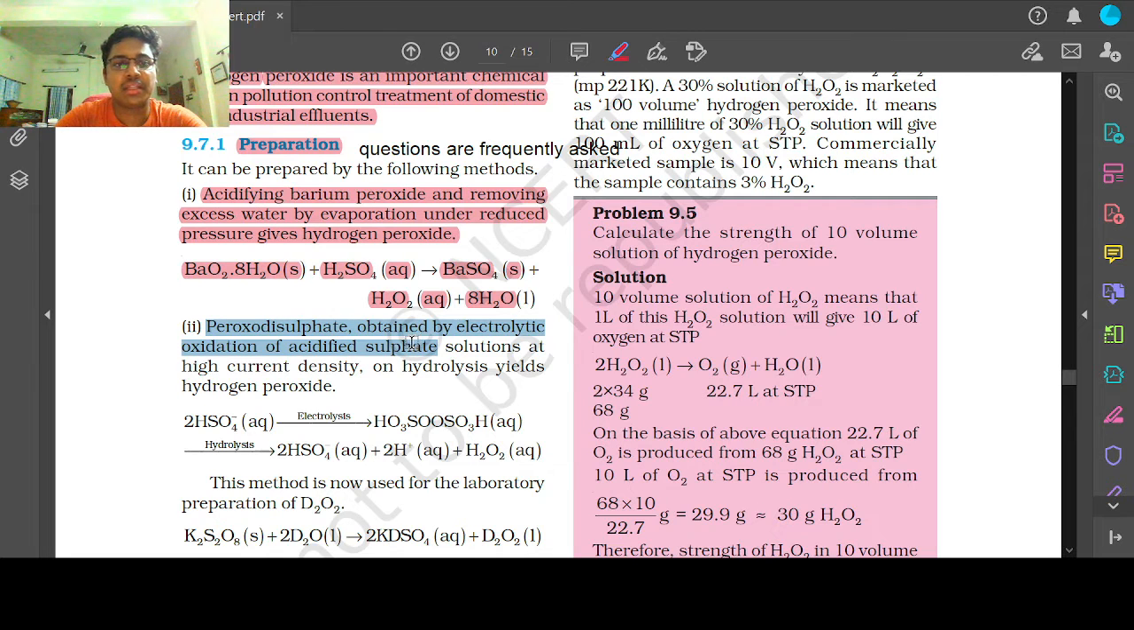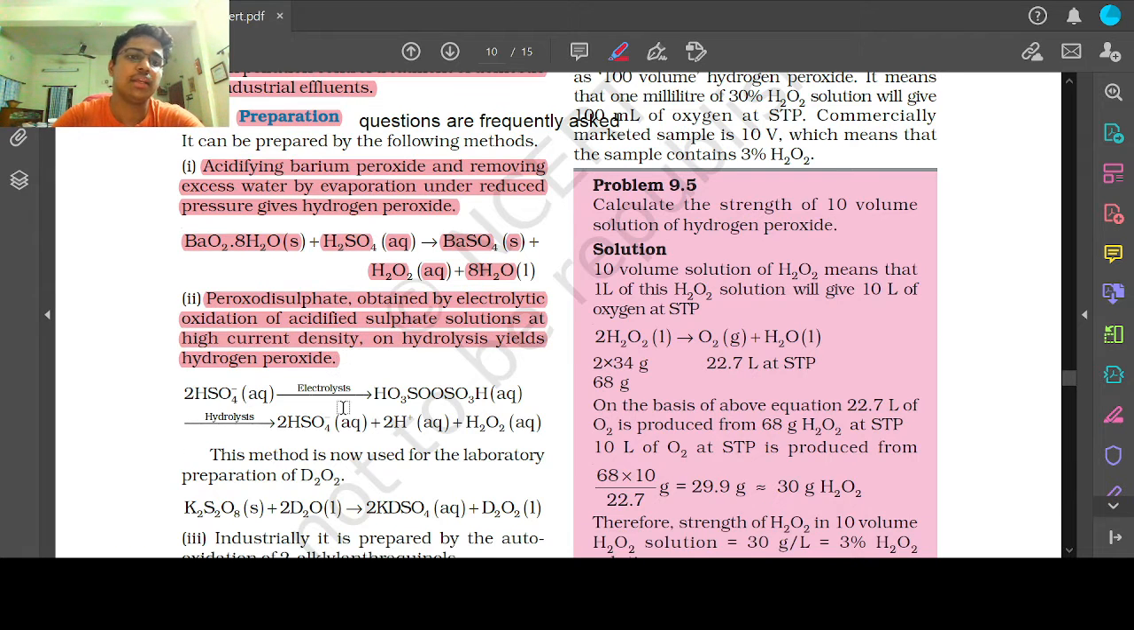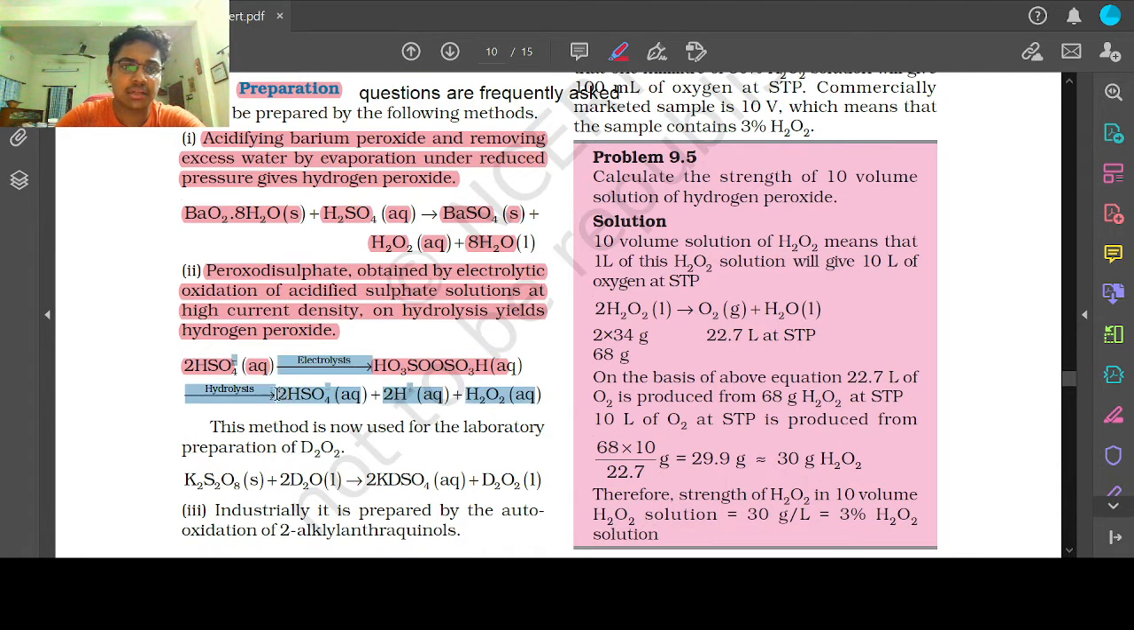Now comes the second point. Peroxodisulfate obtained by the electrolytic oxidation of acidified sulfate solutions at high current density, on hydrolysis, yields hydrogen peroxide. So this is a peroxodisulfate group. On electrolysis it gives peroxodisulfate, and that on hydrolysis gives hydrogen peroxide. You need not remember this reaction, but you need to understand the method of preparation, just for briefing in the board exams.